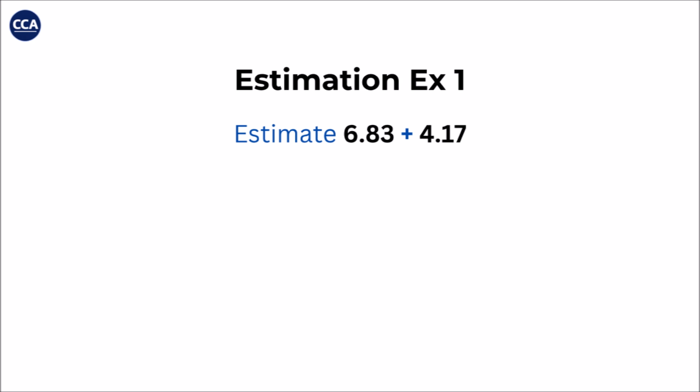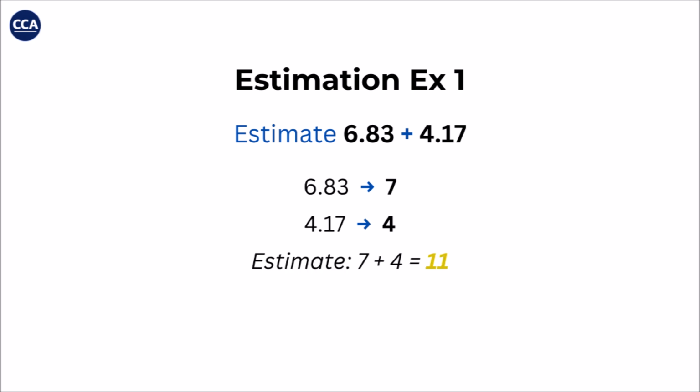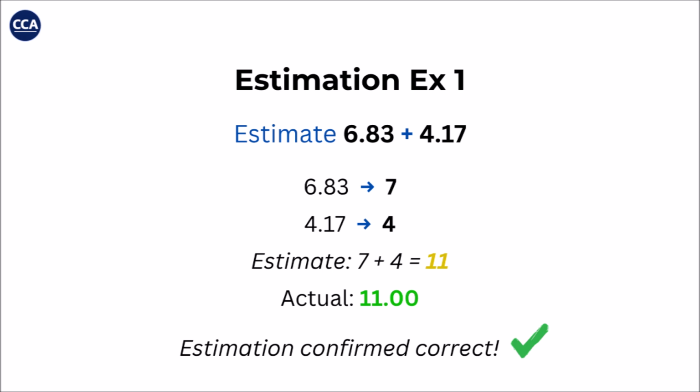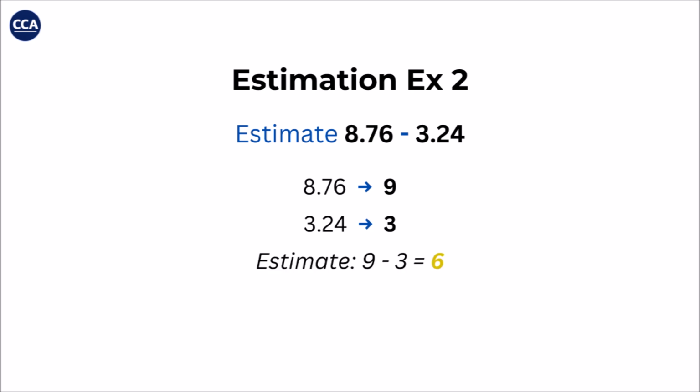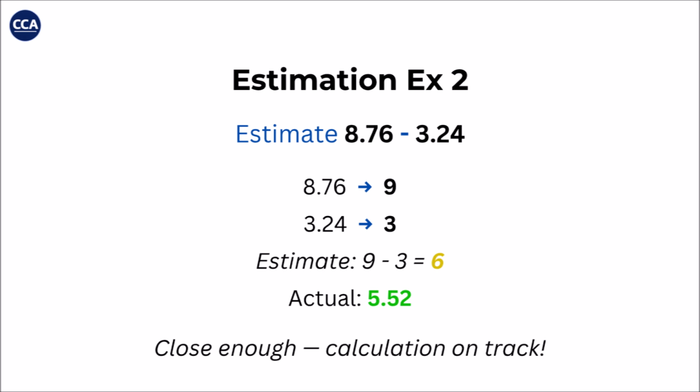Let's estimate 6.83 plus 4.17. Round each number to the nearest whole number first. 6.83 rounds to 7. 4.17 rounds to 4. Estimated answer will be 7 plus 4 equals 11. Actual answer is 11.00. That means the estimate was perfect. Now let's estimate 8.76 minus 3.24. 8.76 rounds to 9. 3.24 rounds to 3. Estimated answer is 9 minus 3 equals 6. Actual answer is 5.52. Close enough to confirm we're on the right track.